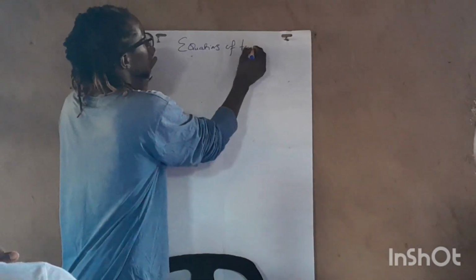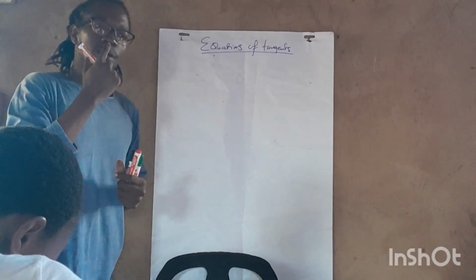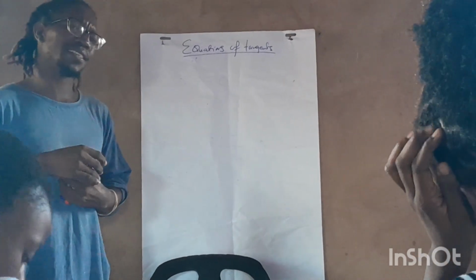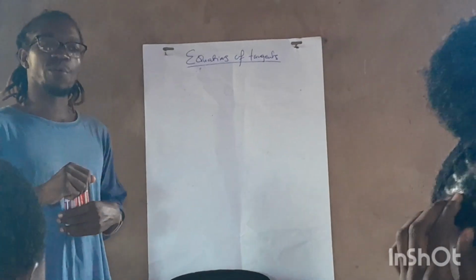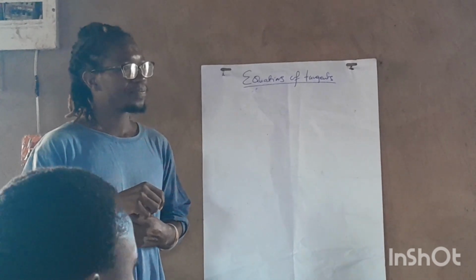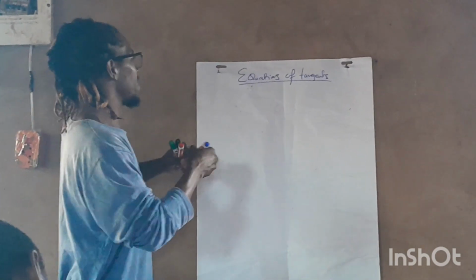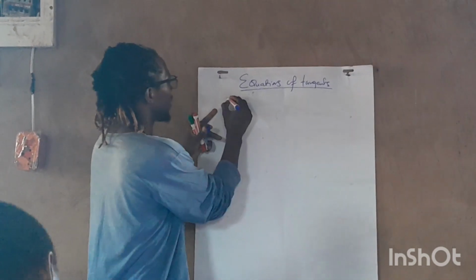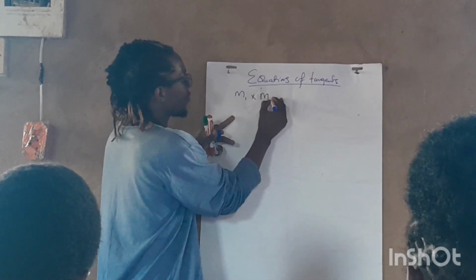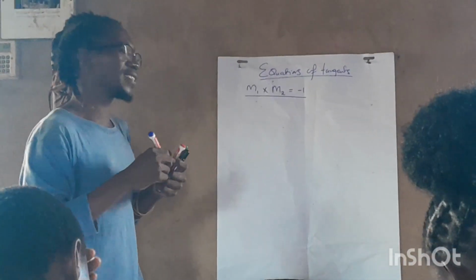So when you did equation geometry in grade 11, what did you learn about tangents? A tangent is always perpendicular to the radius or perpendicular to the diameter. So, what do we know about perpendicular lines? We know that if you have two perpendicular lines, the gradient of line 1 multiplied by the gradient of line 2 should give us negative 1. This is what we learned in previous grades, right?